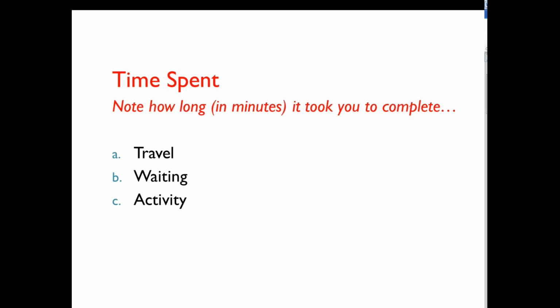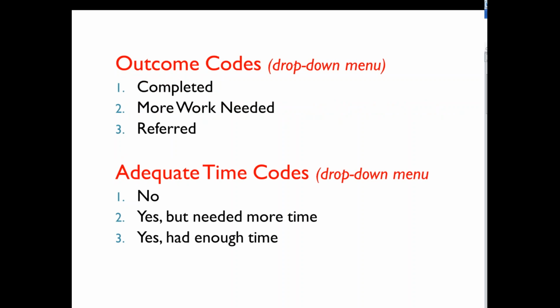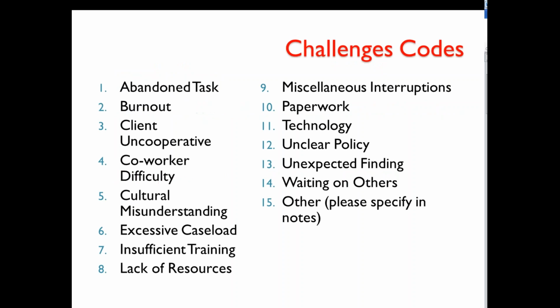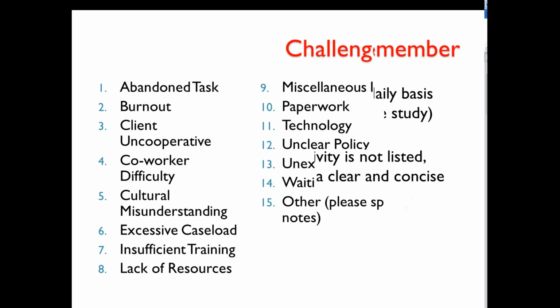And as I mentioned a moment ago, for the time spent, note how long in minutes it took you to complete those different aspects of the activity. And then the outcome codes and the adequate time codes. So with adequate time codes, if you did complete the activity, but you felt like, and again, using your own discretion, you needed more time to complete it, then please mark that appropriately. And here are the different challenges that you can choose from. Again, using your own discretion to choose. You're certainly able to select more than one challenge per activity that's complete.